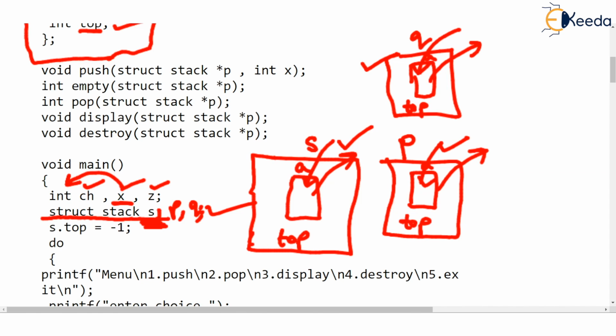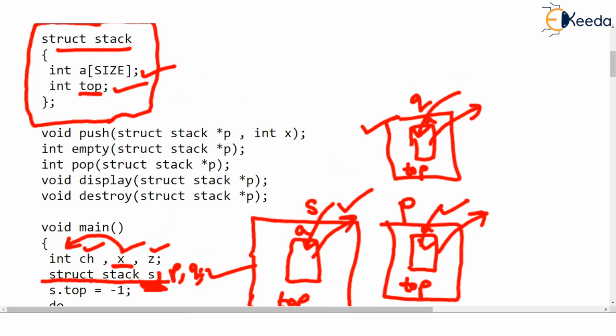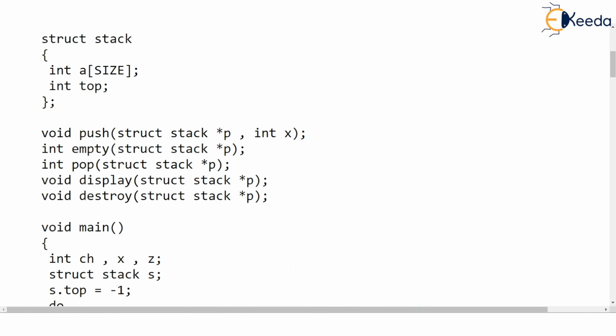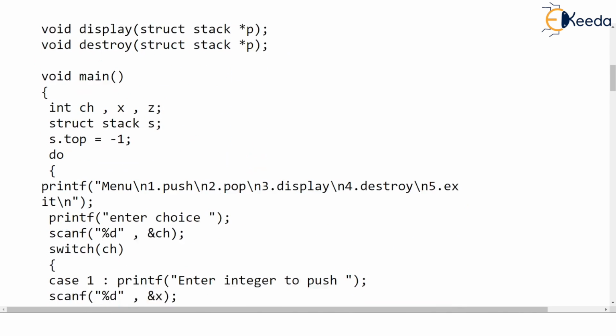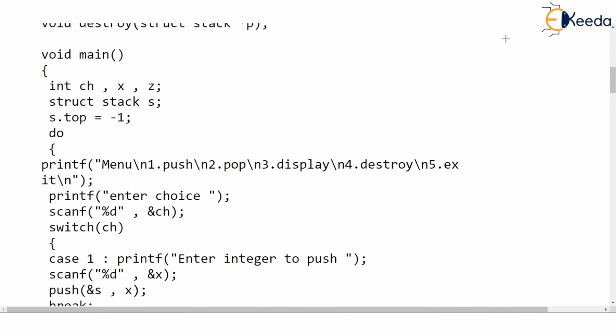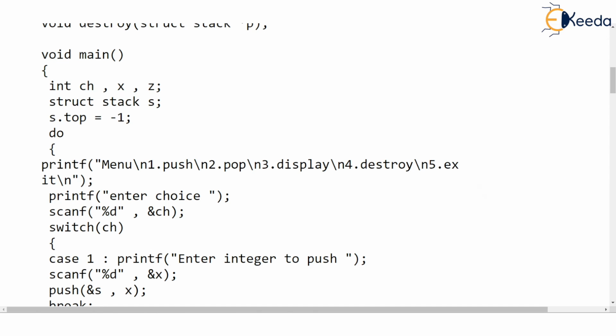That's the advantage of declaring a structure. Once you have declared a structure such as stack, you can create n number of copies or n number of variables of that type. But in this program, we have created only one stack. We just want to demonstrate how to create a stack and how to do operations. But you can declare as many stacks as you need.